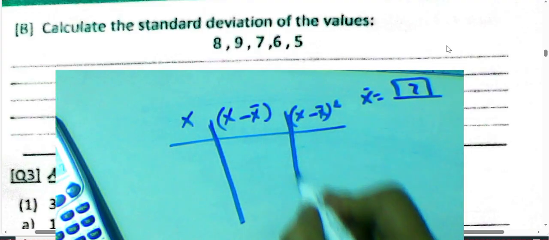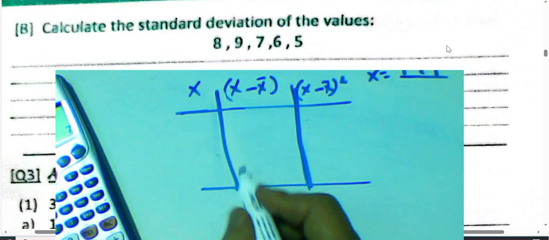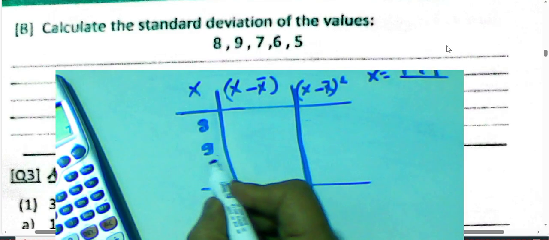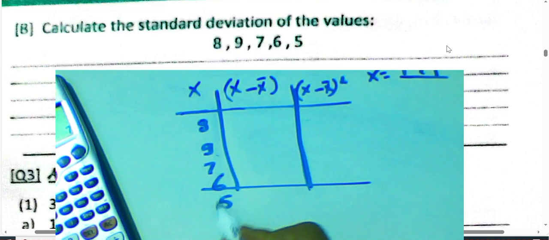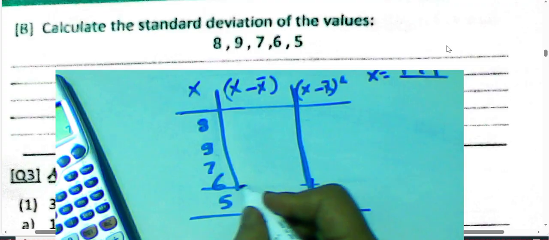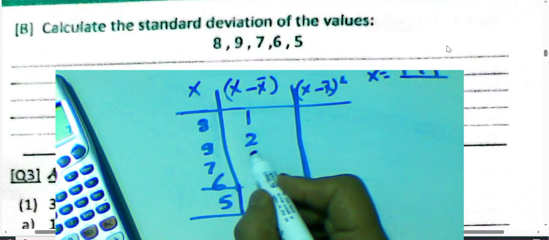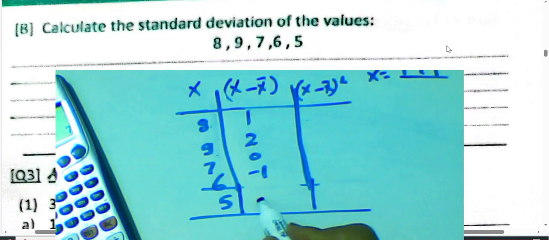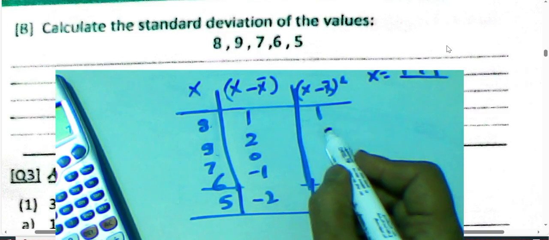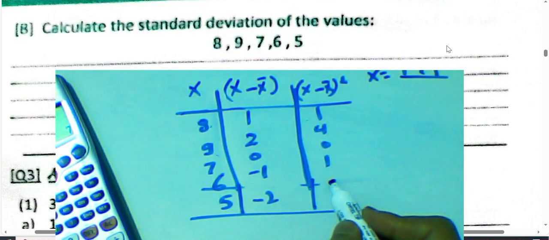Do you remember the steps? Write the steps with me, okay? In this table, write the elements 8, 9, 7, 6, and 5. 8 minus 7 is 1. 9 minus 7 is 2. 7 minus 7 is 0. 6 minus 7 is negative 1. 5 minus 7 is negative 2. Then square all the numbers.